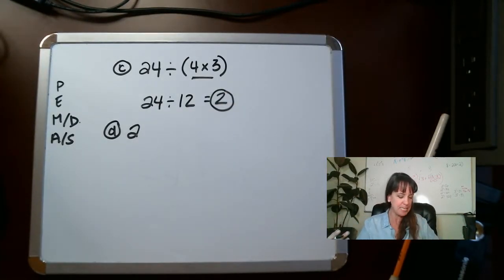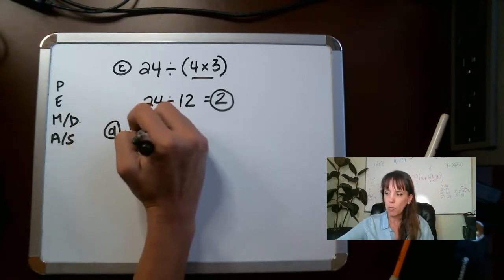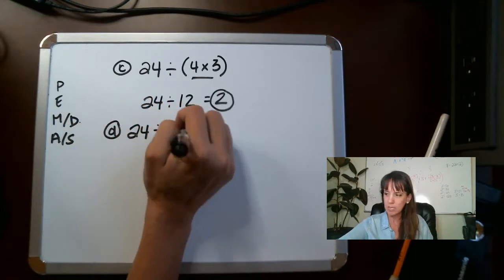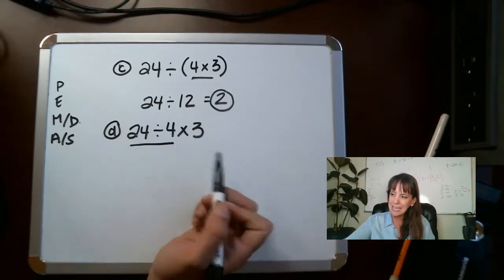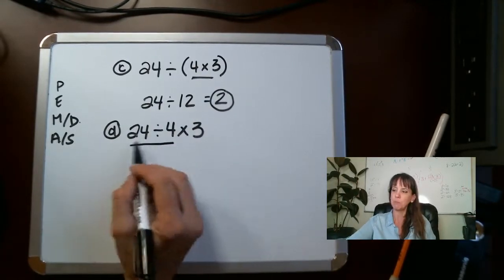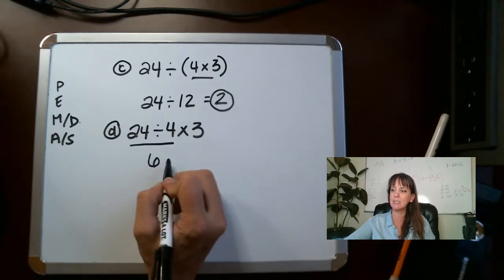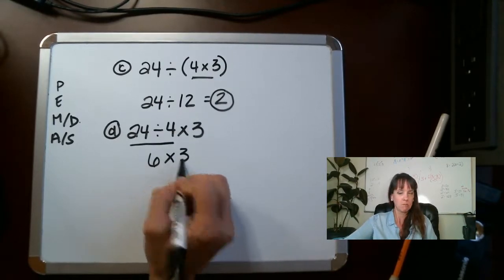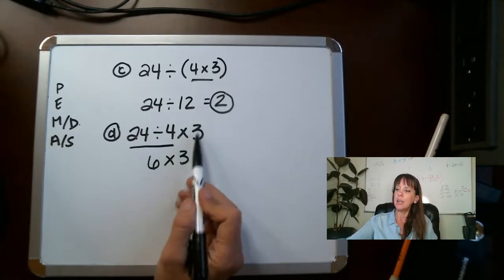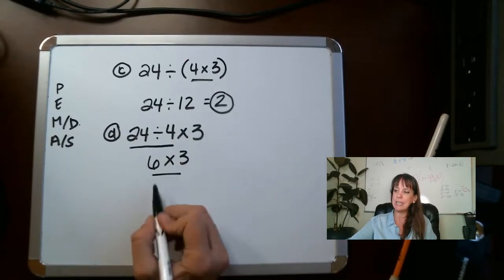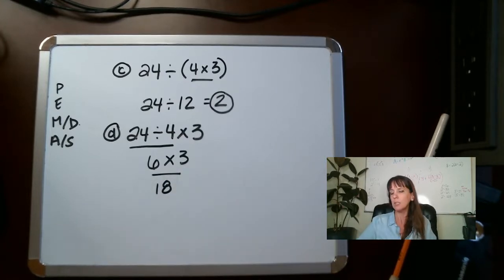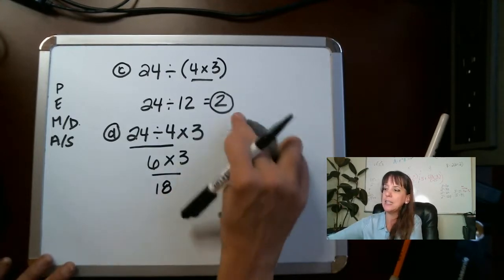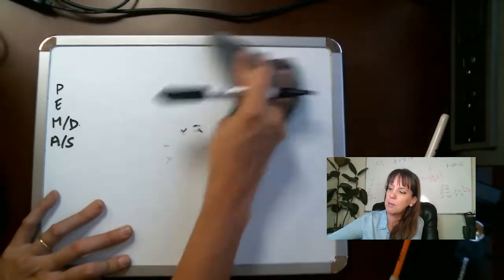All right, so for D, we have 24 divided by 4 times 3. All right, so we're going to do this guy first because I don't see any parentheses here. 24 divided by 4 is 6, right? Yes, hopefully I'm not wrong. 6, and then I bring down that times 3. This guy right here is going to be, and you can either write it below or you can write it like equals 18, either way. But again, 18 and 2, different answers with those same numbers.